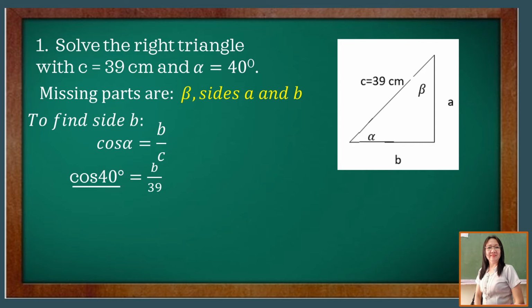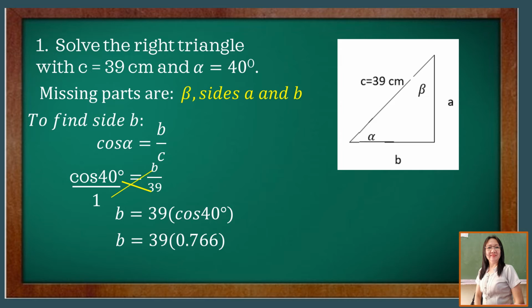By cross multiplication, we will get 1 times B is B, and 39 times cosine 40 degrees. Getting the value of cosine 40 degrees using a calculator, we will get 0.766, and multiplying this by 39 will give us approximately 29.87.